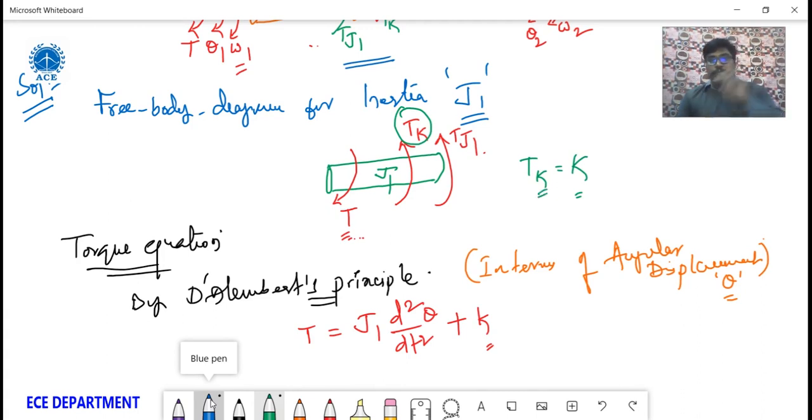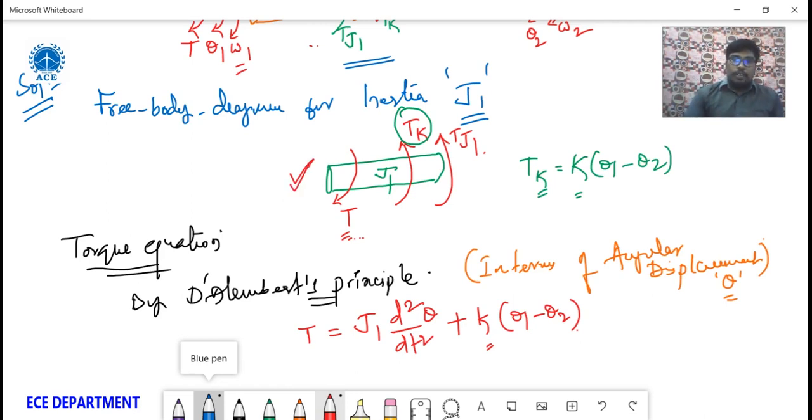The spring element is connected between inertia element 1 and inertia element 2. Therefore the spring element depends on the angular displacement of theta 1 and theta 2. So how can we write this? Theta 1 minus theta 2, which is nothing but a reference inertia angular displacement minus the other inertia angular displacement. In this case, reference one means the free body diagram I drew for J1. This is our reference inertia.